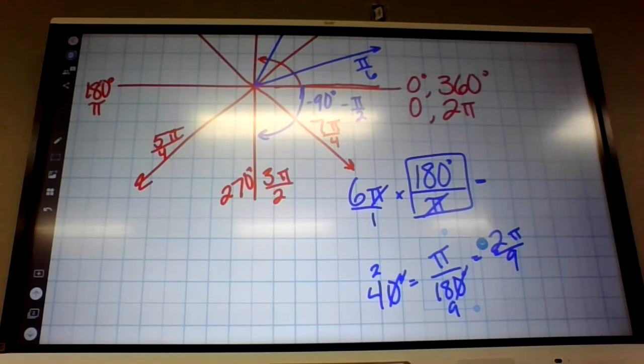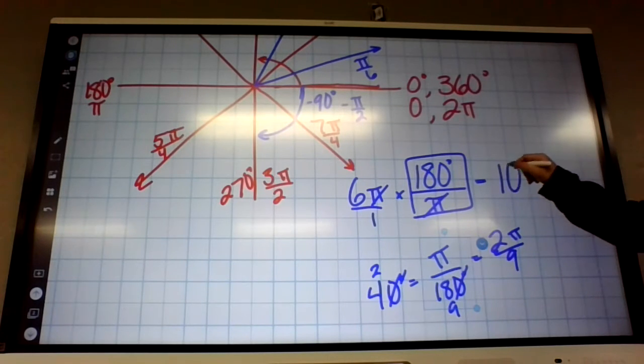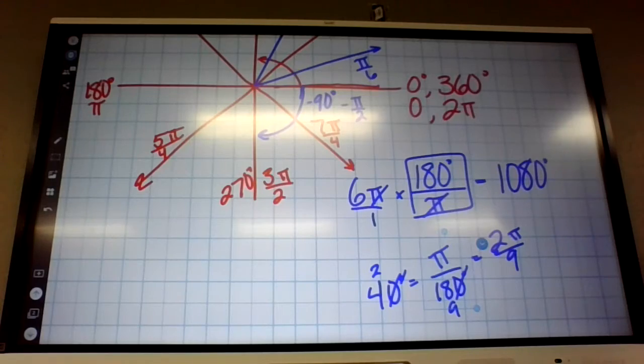This one will be how much is that? 360 times 3, 720, 1,080, I think. Let's see your calculator.